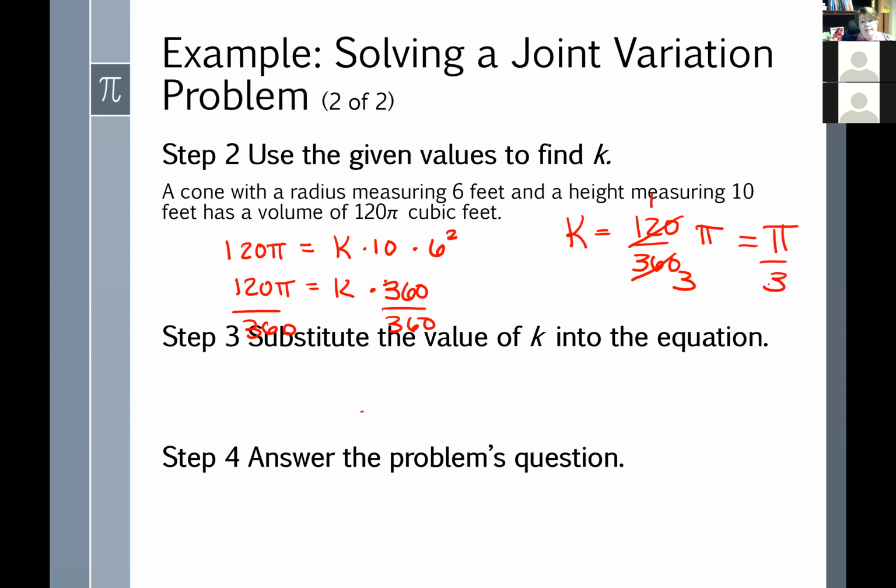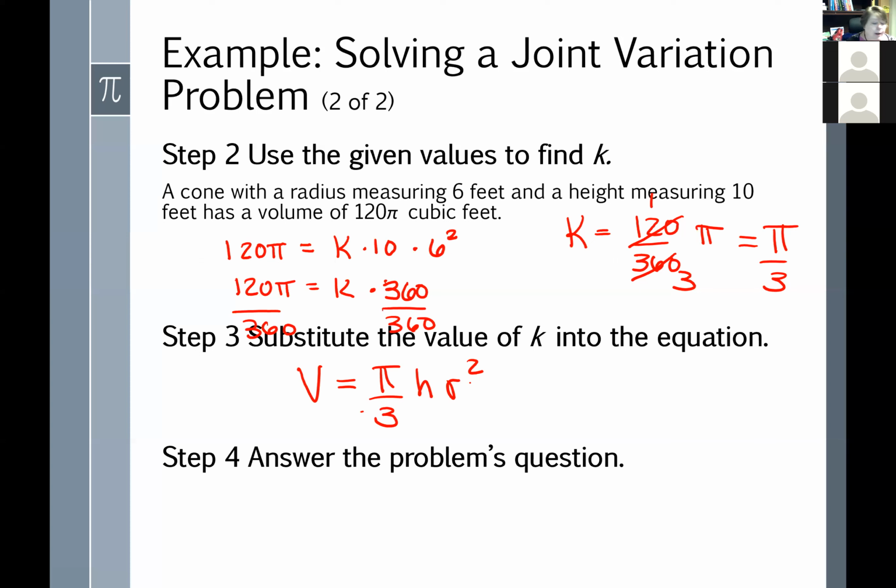And this is the formula for the volume of a cone. The volume of a cone is found by taking pi over 3 times the height of the cone times the radius of its base squared. So the volume of a cone is pi over 3 H R squared. That is what it is. You can Google it and it will tell you that's the volume of a cone.